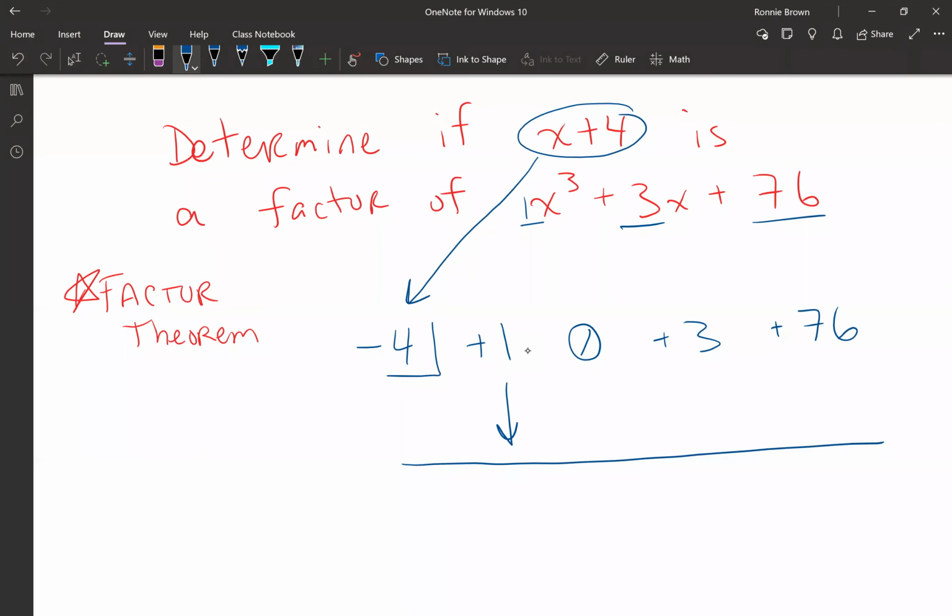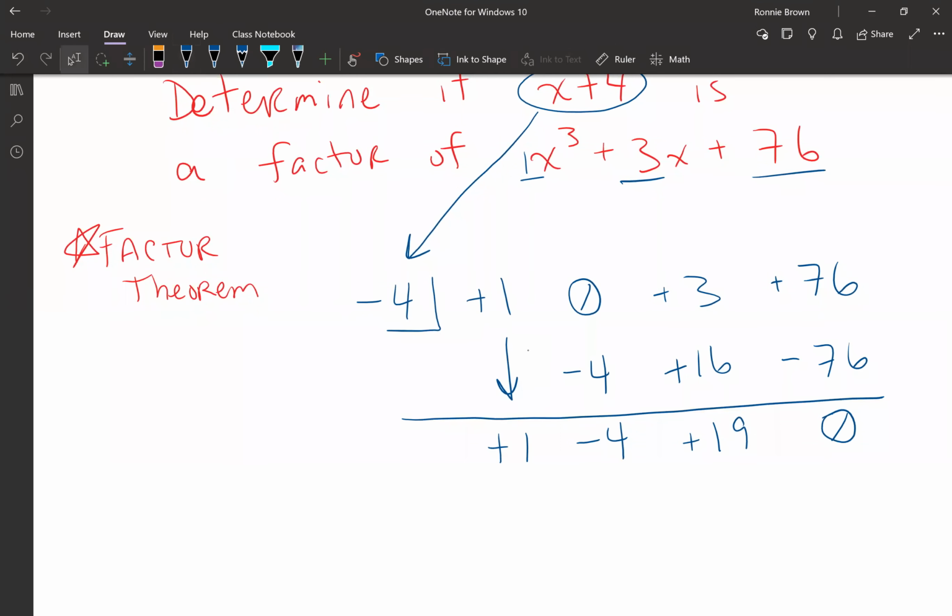So I drop the 1 down, all the way down below the line. +1 times -4 is -4. 0 and -4 is -4. -4 times -4 is +16. 16 and 3 make 19. And then lastly, 19 times this -4 gets us -76. +76 and -76 make 0.